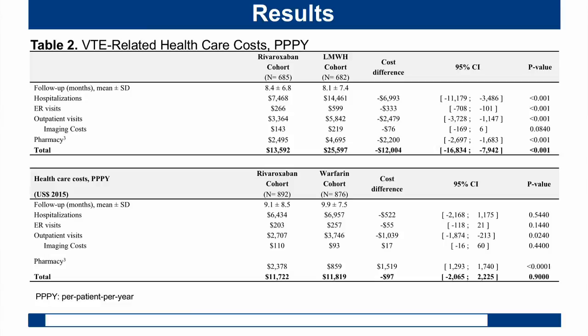In these results in Table 2, you can see that costs for hospitalization were higher in patients treated with low molecular weight heparin than those treated with rivaroxaban. Pharmacy costs were also higher, as were outpatient visit costs. In the comparison between rivaroxaban and warfarin, you can see again the total costs were similar. Warfarin had lower costs for pharmacy costs, but higher costs for outpatient visit costs related to the need for chronic monitoring of warfarin in outpatients.